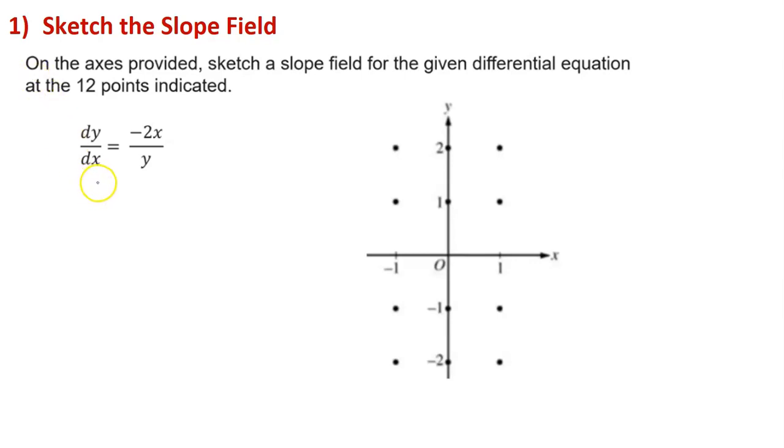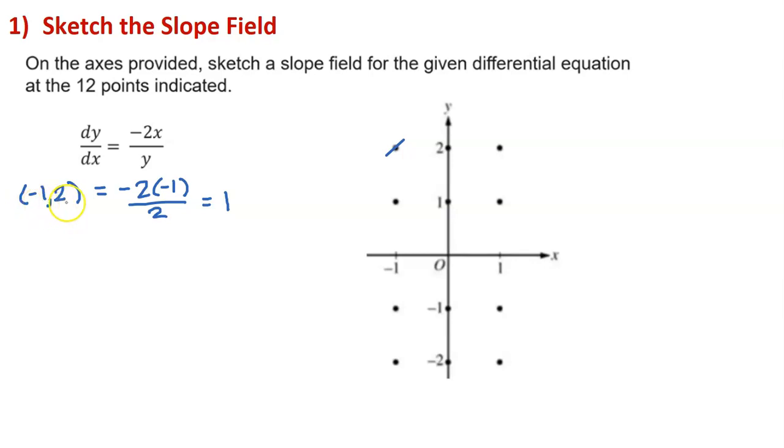This video is a review about slope fields and separable differential equations. Problem number 1. Sketch the slope field. On the axes provided, sketch a slope field for the given differential equation at the 12 points indicated. dy/dx equals negative 2x over y.